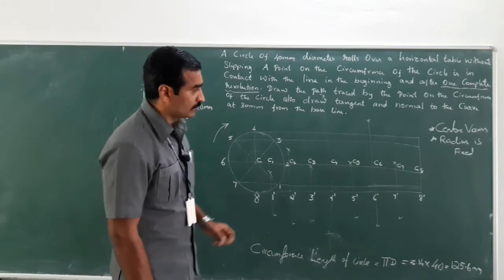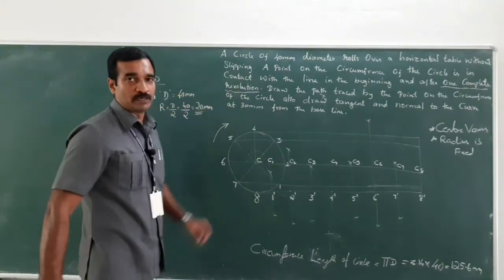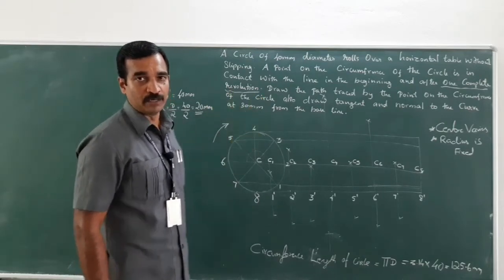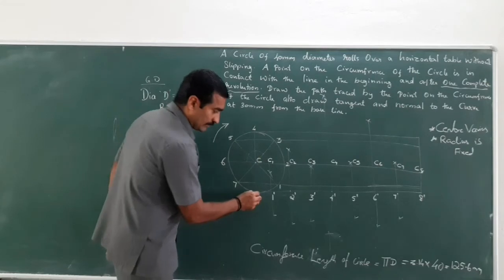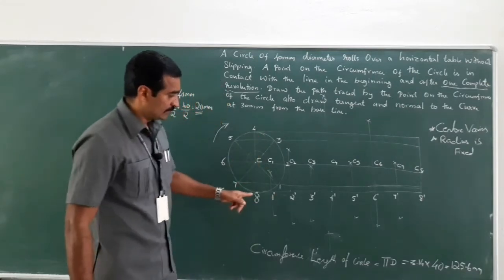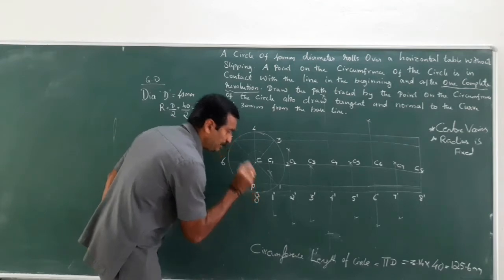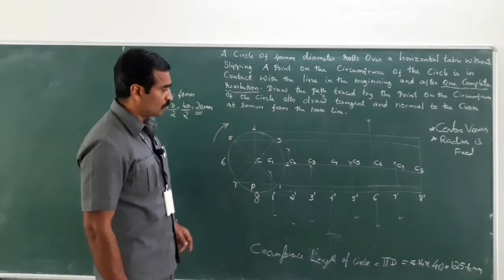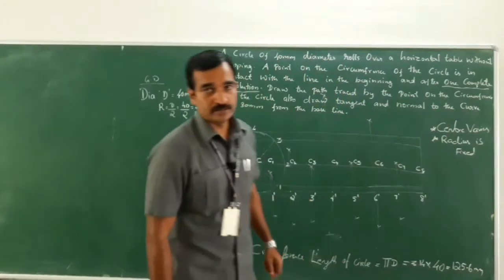Now take your compass and set the radius as 20 mm. Keeping the center at C, cut an arc which will exactly cut the point here. So this point can be named as point P. Now the center varies, the radius is constant, right?